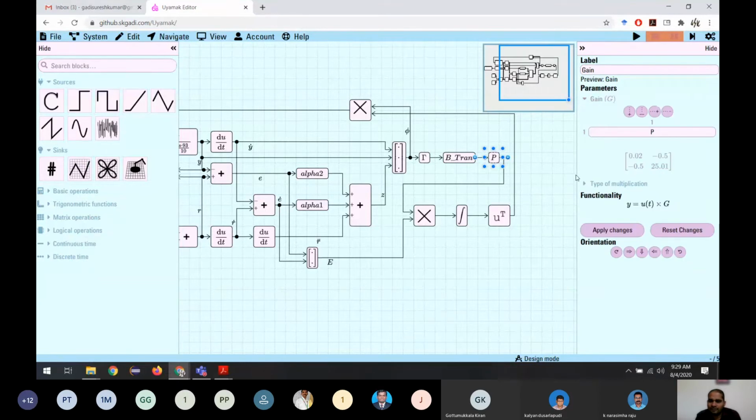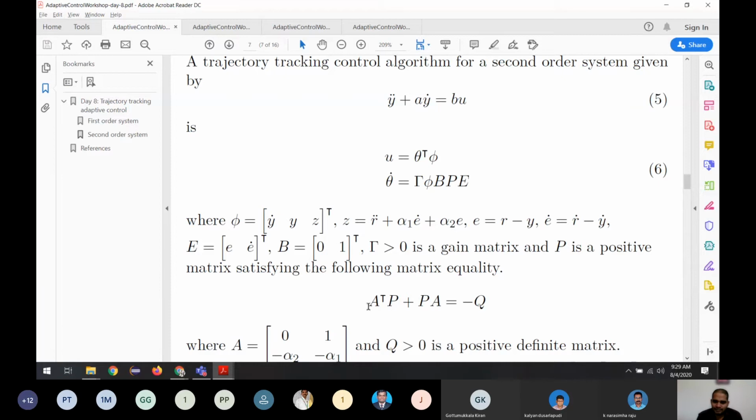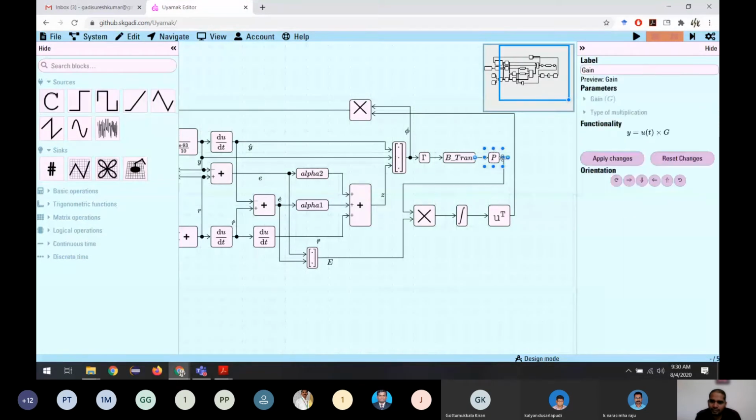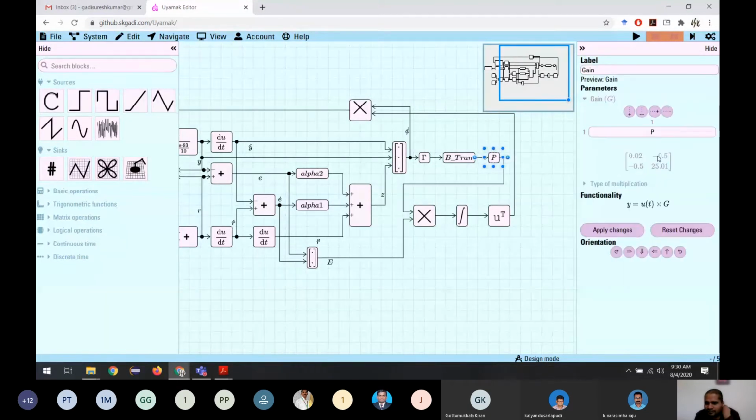I have calculated P using this technique. We will see later on how it came into our equation. But what we have to know about P is it should be a positive matrix. Let us see if this matrix is a positive matrix or not. Let us see if it is a symmetric matrix or not. We can ignore the diagonal elements, and these two are the same. So this is a symmetric matrix. What is a symmetric matrix? P is equal to P transpose. So we can see that.